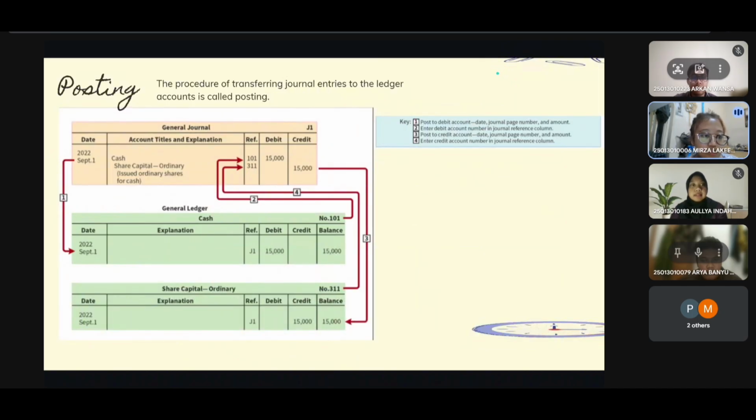And then after we do the general journal, we do posting. Posting is a procedure of transferring journal entries to the ledger accounts. So from the general journal, the first step, we post to the debit account because cash is in debit. So we make the account of cash. We put the dates and then debit on cash and then the balance. We also put reference 101. Same with the share capital account. We do the same as the cash account but on the credit side. Next.